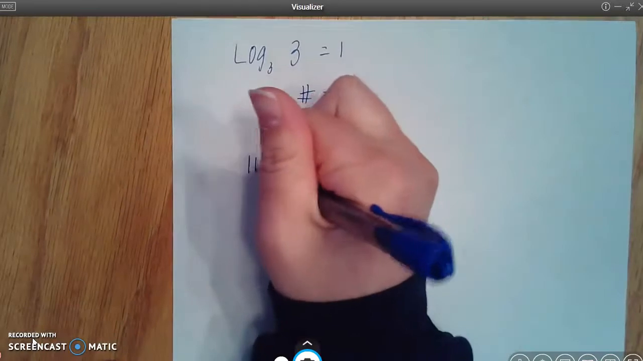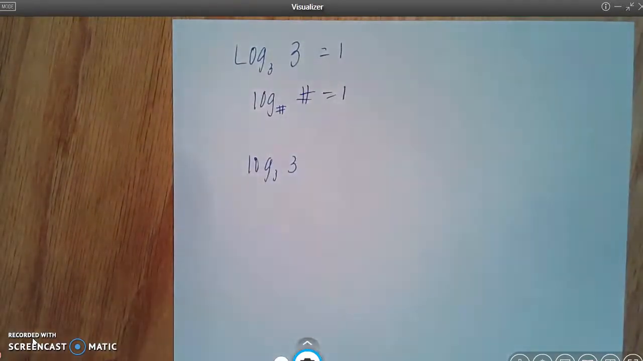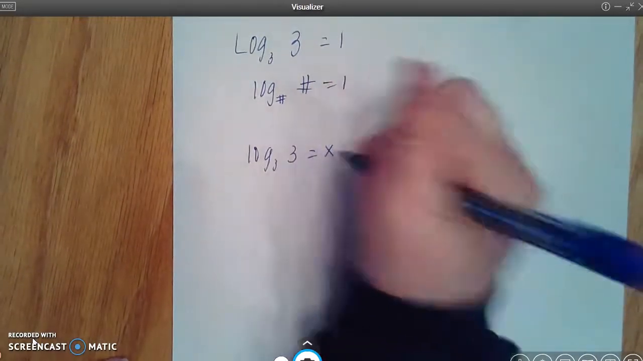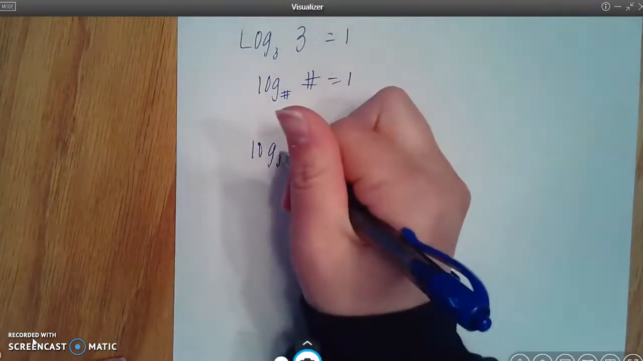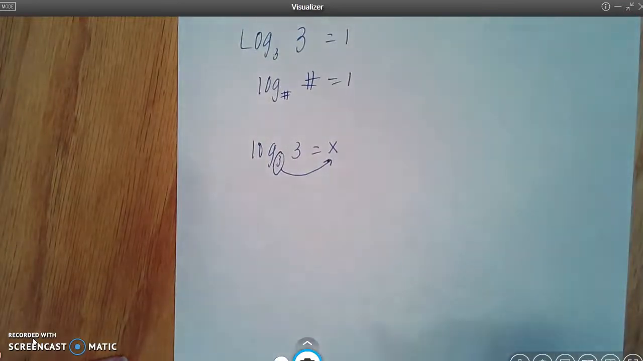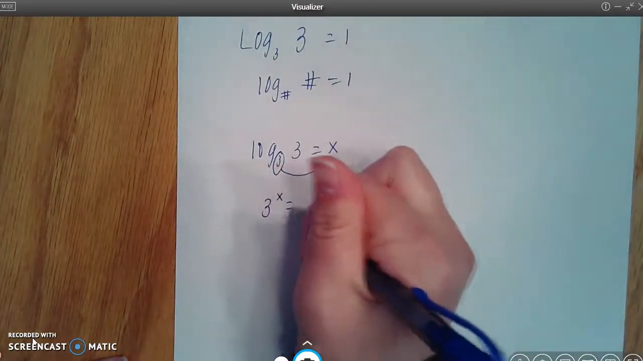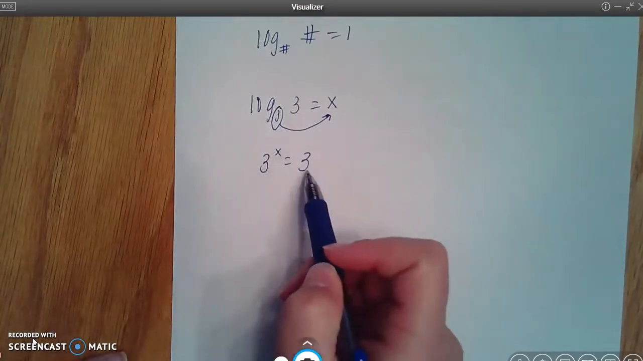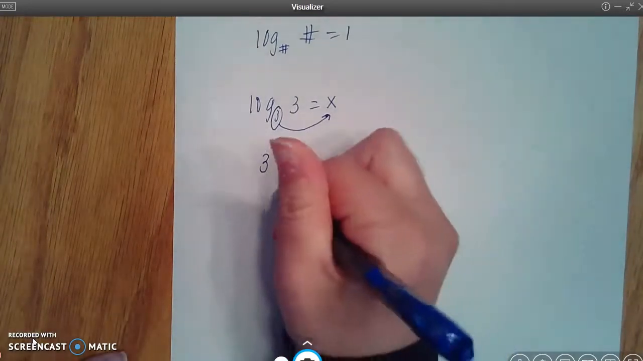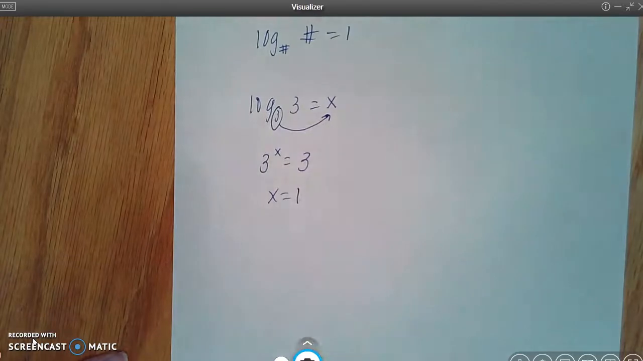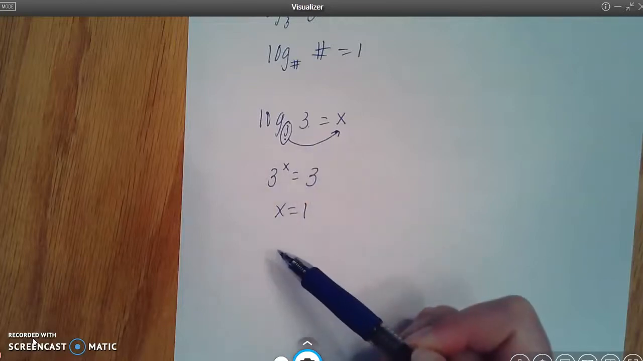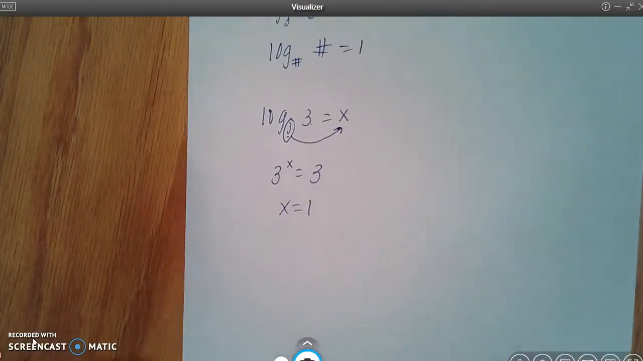And the reason is, if you were to evaluate this, meaning you set it equal to x, you would rewrite it and take this base 3 and it becomes the base to that x, and you get 3 to the x is equal to 3. Then 3 to what power is 3? In this case, x would have to be 1. So that's how it equals 1. You need to be careful: if you ever see log base of the same number, it will always simplify to 1. So that's the first thing I want to touch on.